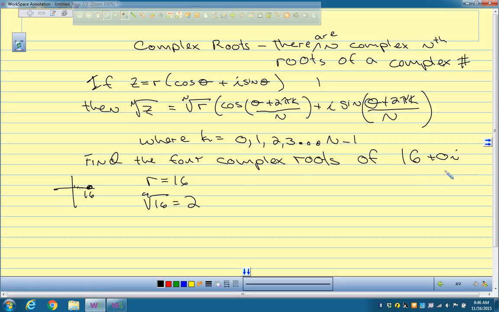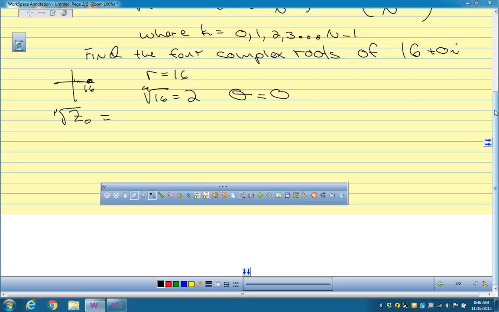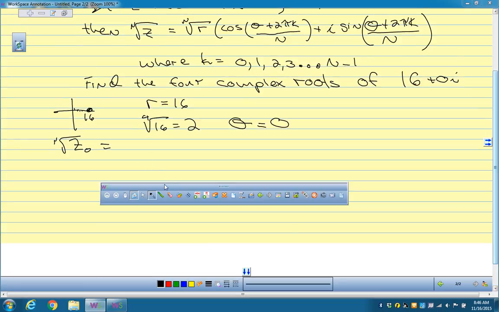So anyway, then you got to find theta, okay? So what's theta in this case? If I'm right here, what's theta? 0, right? So let me show you how this formula works. So the first root is just going to be 2. So we'll call it z, the nth root of z sub 0. Okay, for the 0th root. That means I'm going to plug in 0 into that formula.